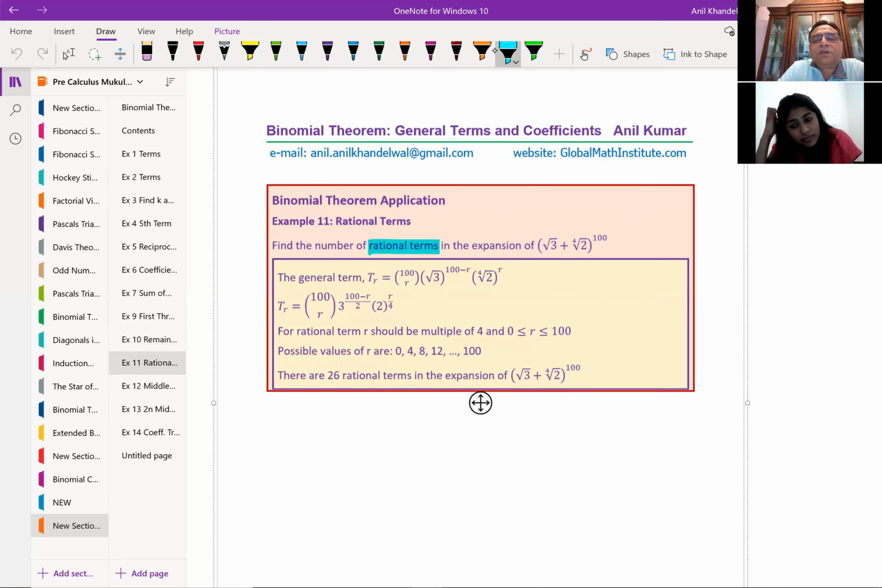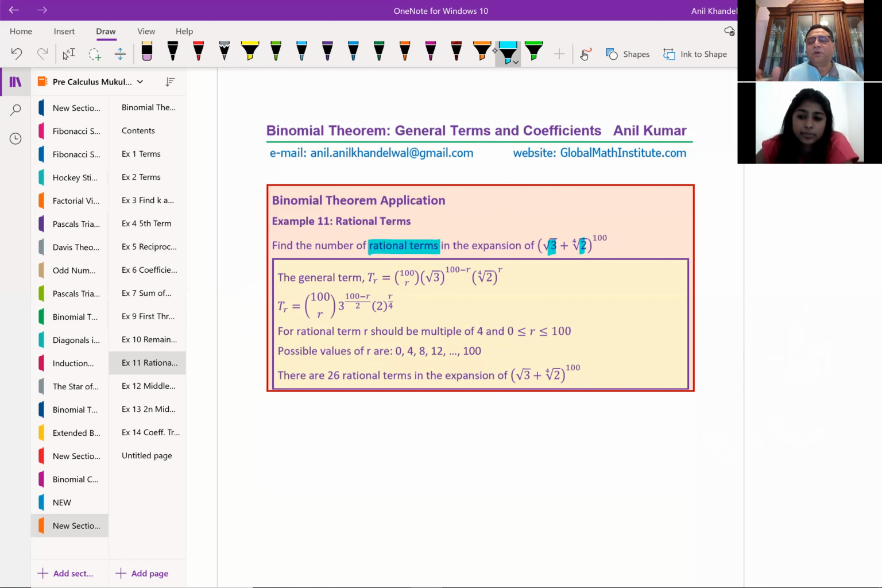Now, this is another new term for you, rational terms. Rational terms means, square root 3 and square root 2 are irrational numbers, correct? So whenever in the term we have irrational numbers, they will be treated as irrational terms. That is what we are trying to say when we say rational terms. Is that clear to you? Rational terms will not have square root 2, square root 3, square root 6. They will not have those. So we want terms where we do not have square root 2 and square root 3 terms, basically. That is what we are looking for.